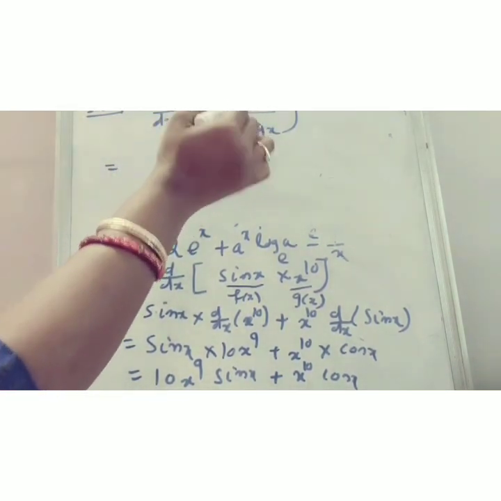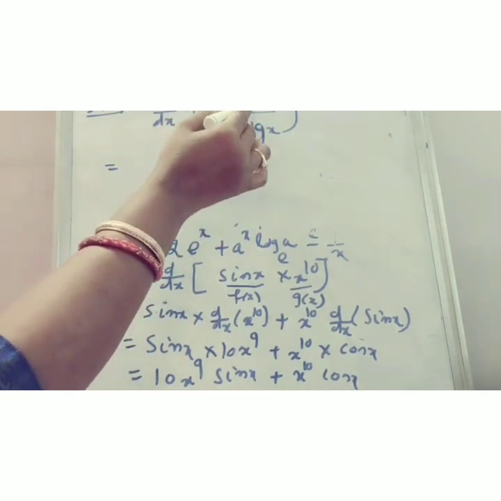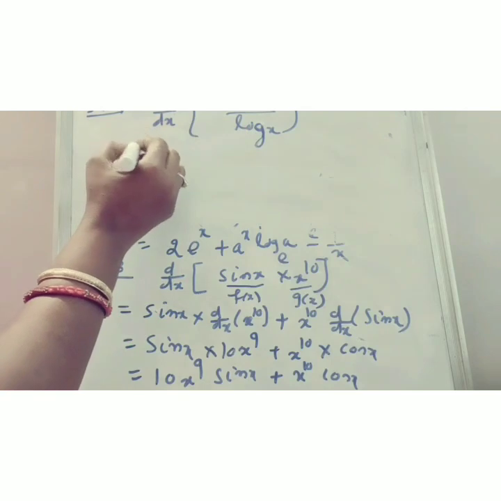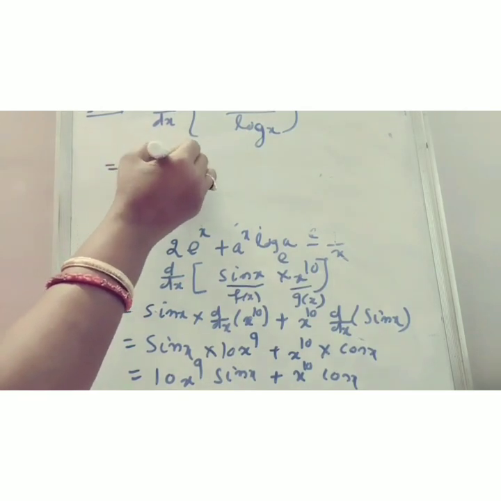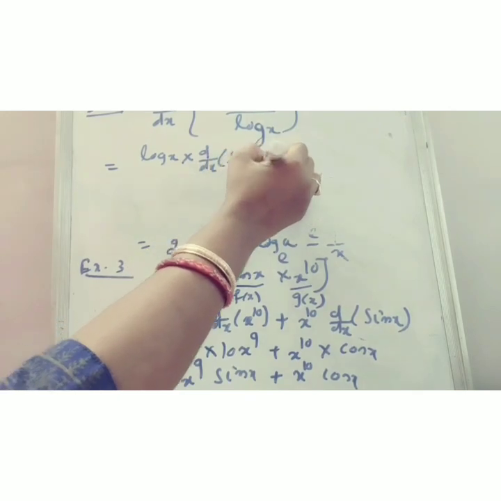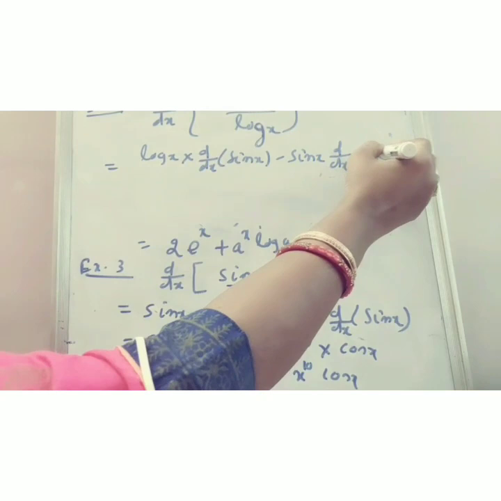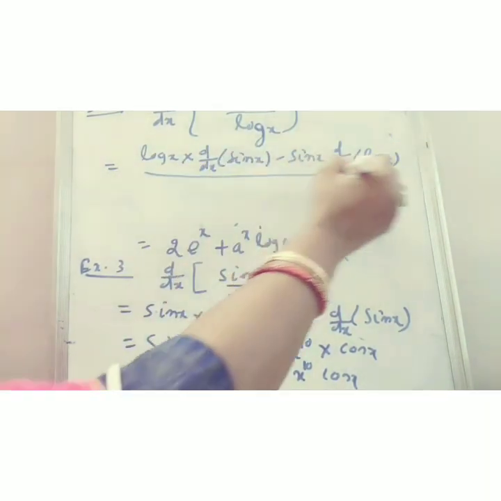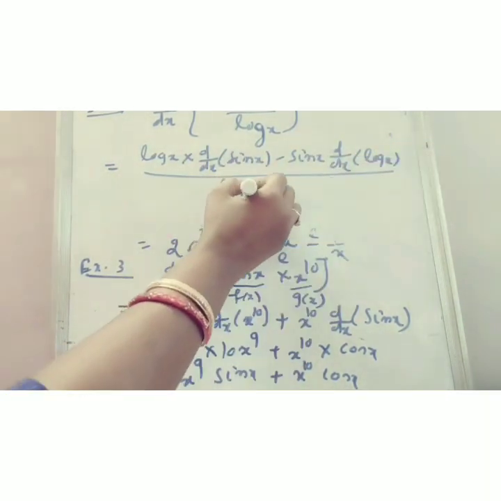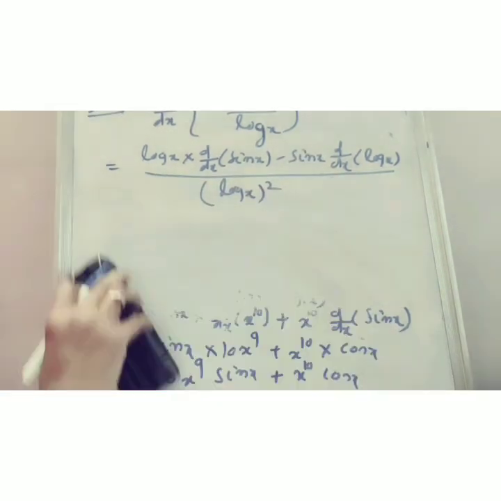The numerator is your sin x and the denominator is your log x, or f of x is sin x and g of x is log x. So log x into d by dx of sin x minus sin x into d by dx of log x, whole divided by log x whole square. That is equal to, what is the derivative of sin x? This is your cos x.